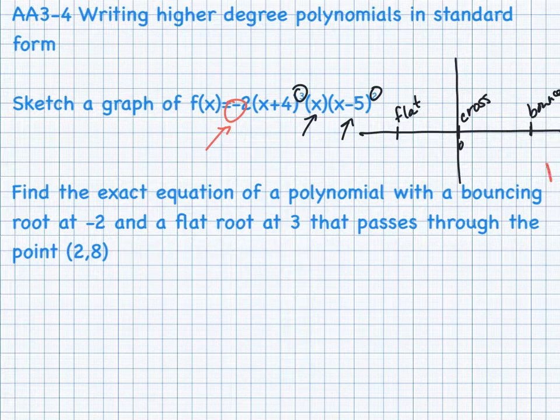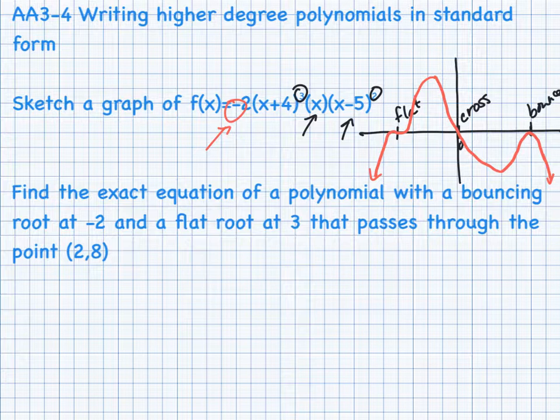So if I start with my arrow pointing down on the right side and just go backwards, bounce it off at 5. Let's try that again. One last time: bounce at 5. Cross through. Got to turn it around to come back down. Go flat at negative 4. And that is the sketch of our polynomial.